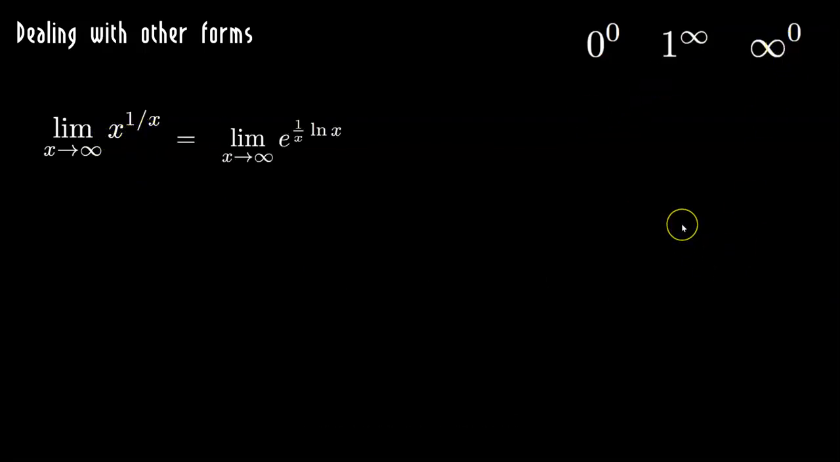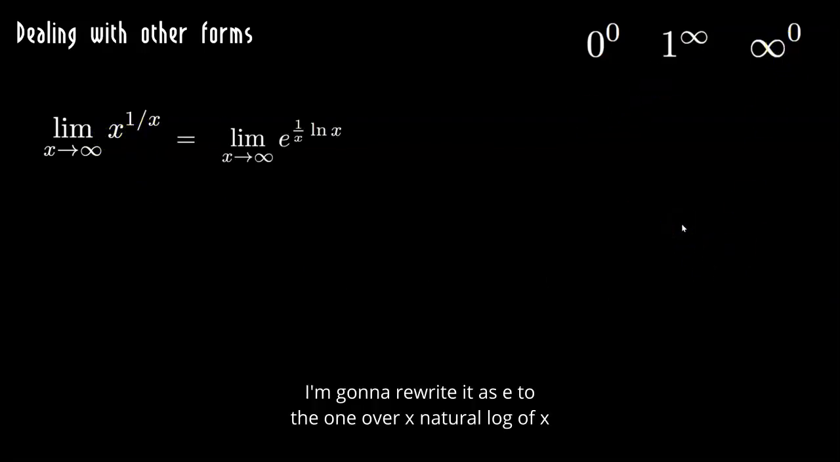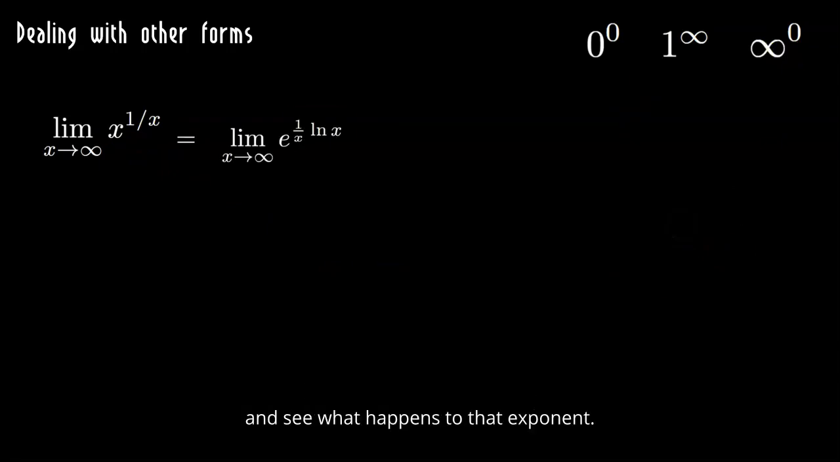Let's look at an example. Let's say I have, as x goes to infinity, x raised to the 1 over x. This is the indeterminate form. Let's say I've got infinity to the 0. So that's this third one. I'm going to rewrite it as e to the 1 over x natural log of x and see what happens to that exponent.